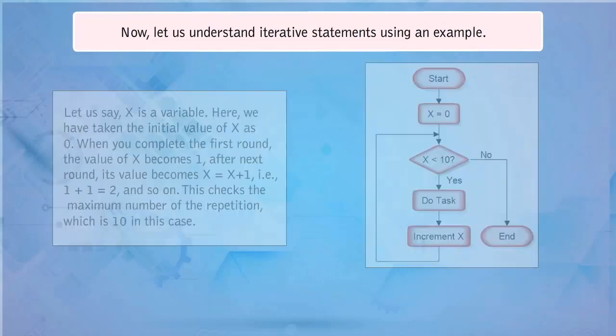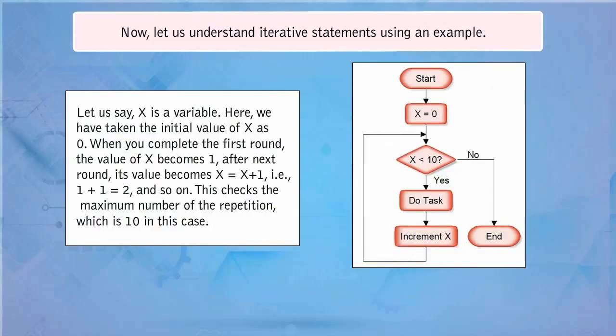Now, let us understand iterative statements using an example. Let us say x is a variable. Here, we have taken the initial value of x as 0. When you complete the first round, the value of x becomes 1. After the next round, its value becomes x = x + 1, that is, 1 + 1 = 2.